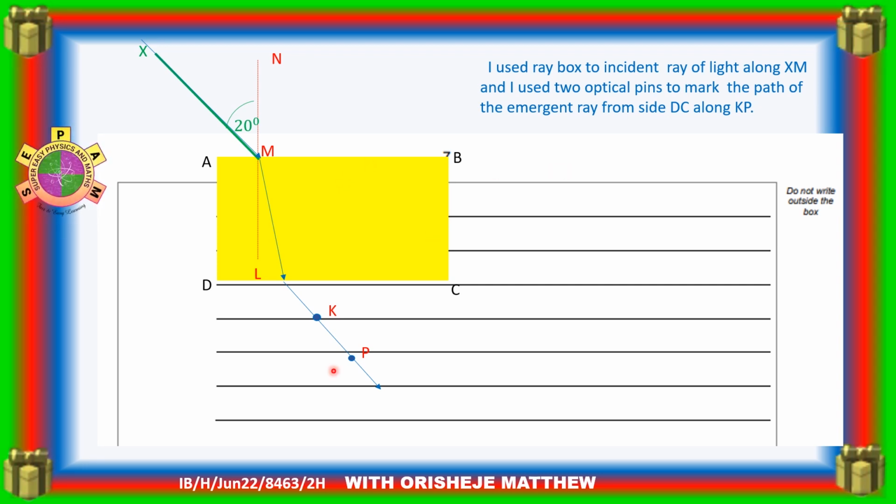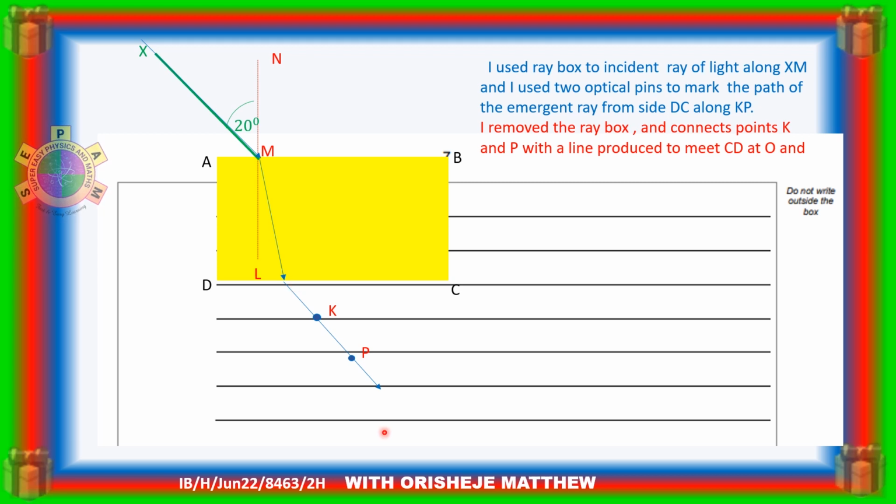Then you have to extend this line. Remove the optical pin from position K and P, then use your ruler to draw the line from P to K and extend it until it meets the side of the outline DC at O. Then from this point O, use your ruler to trace the line from O to M.